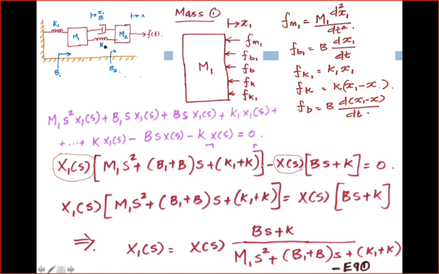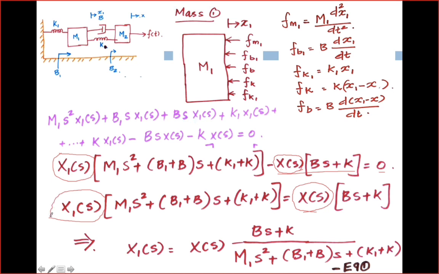Now, because it's 0 here, I am going to equate this equation. I am going to change the place of this particular X of s to the right hand side. So X1 of s into (m1 s square plus b1 s plus b s plus k1 plus k) is equal to X of s into (b s plus k). Here, this X of s is the output displacement. X of s is the output, and this is again the output of the mass element m1.